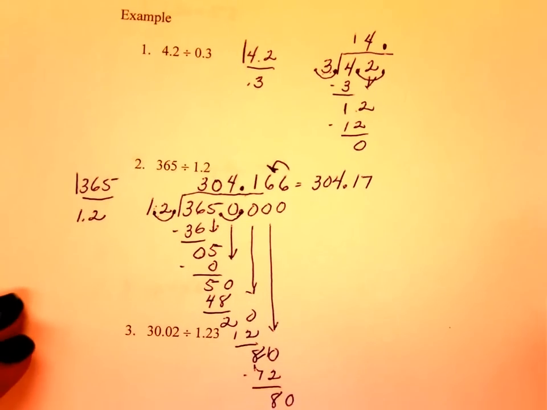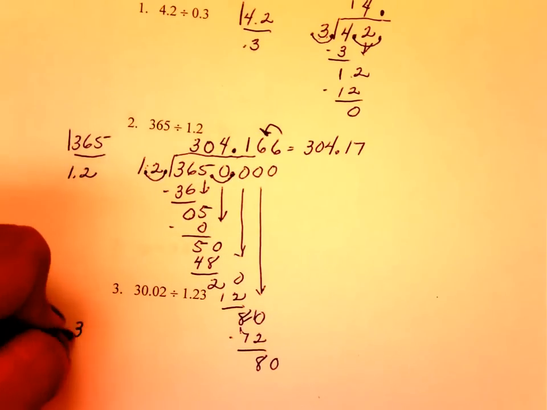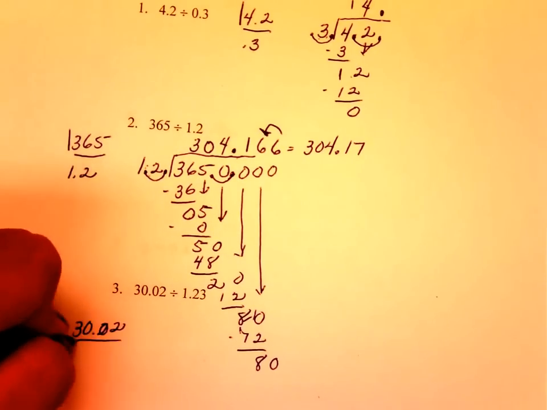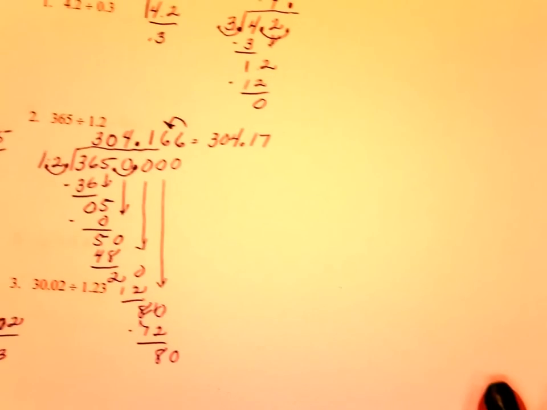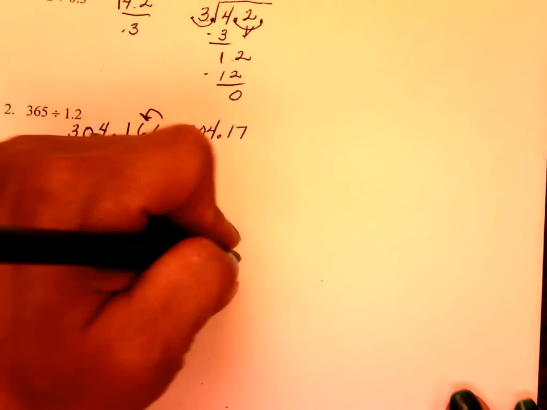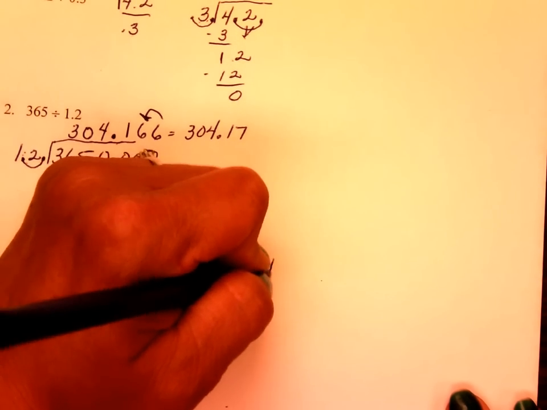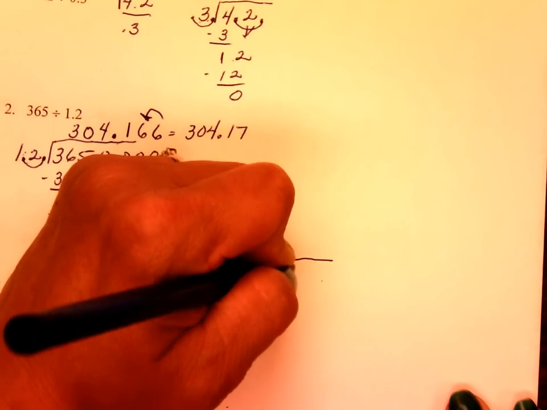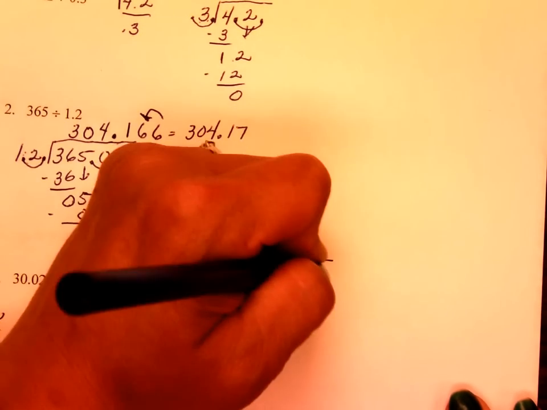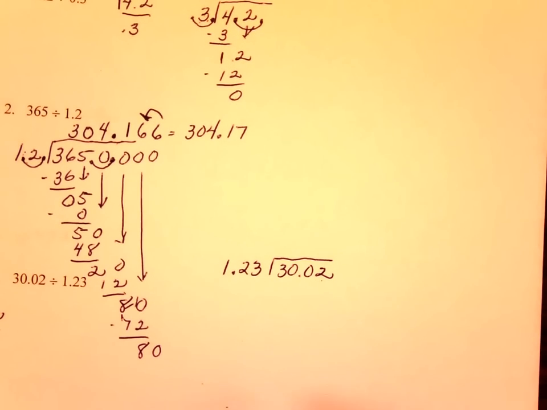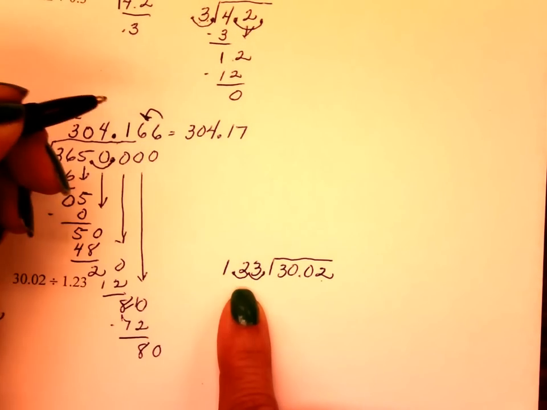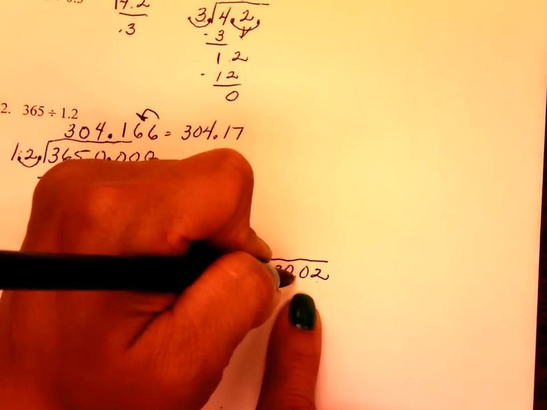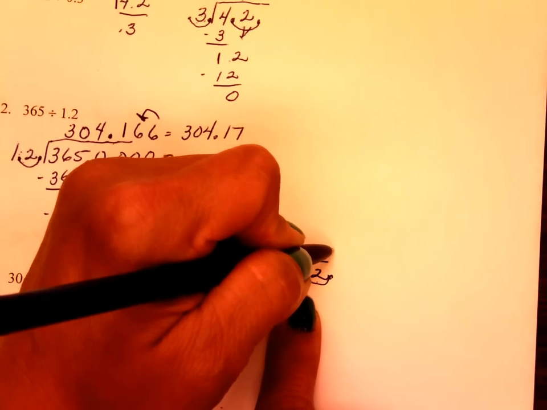Right, here's your last example. 30.02 divided by 1.23. Okay, so 30.02 is inside and 1.23 is my divisor. Remember, we want to make this a whole dollar, so that means it has to move over 2 places. And what you do to the outside, you must do to the inside, so bring it over 2 and put that decimal up.